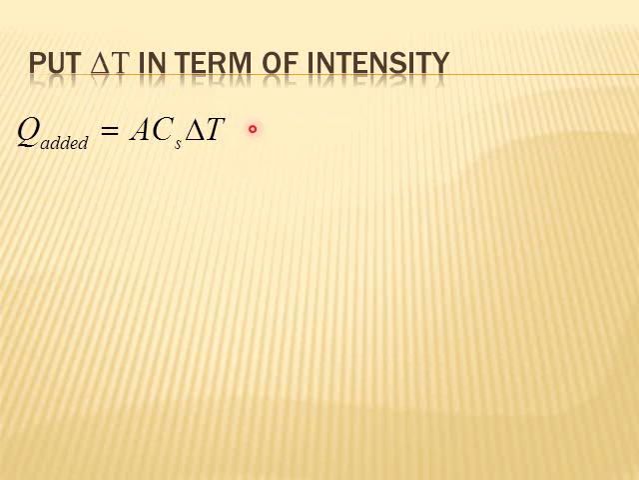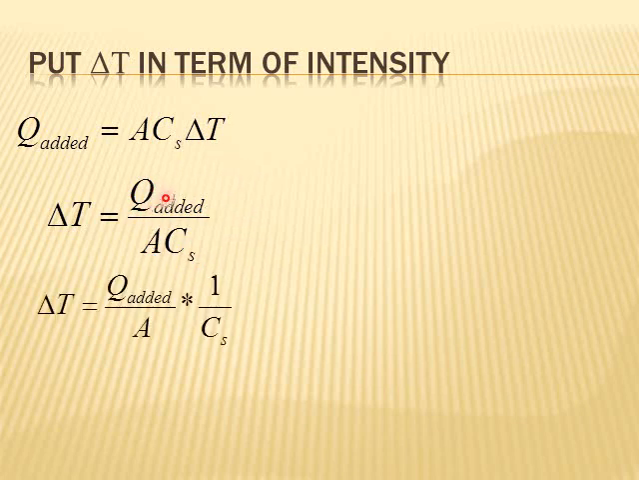Since you're going to do the same math every time, they've actually derived a new equation for temperature change in terms of intensity. So I'm going to quickly derive that. We're just going to rearrange this original equation so that we're solving for change in temperature, and we get this. We're rearranging by doing algebra: Q over AC is the same as Q over A times 1 over C. Algebraically, that's the same thing.